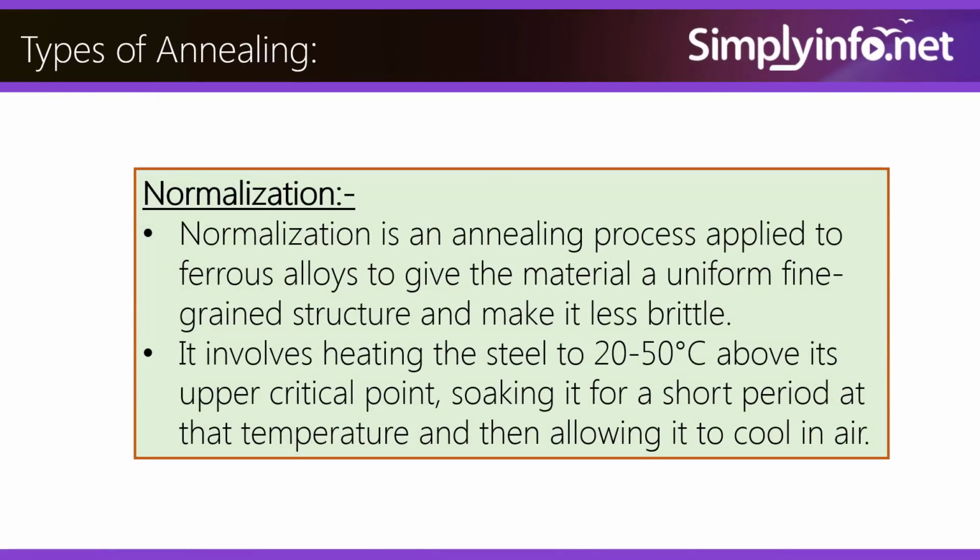Normalization: normalization is an annealing process applied to ferrous alloys to give the material a uniform fine-grained structure and make it less brittle. It involves heating the steel to 20 to 50 degrees Celsius above its upper critical point, soaking it for a short period at the temperature and then allowing it to cool in air.